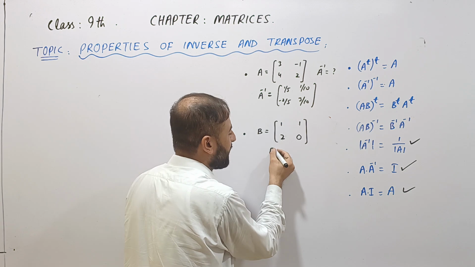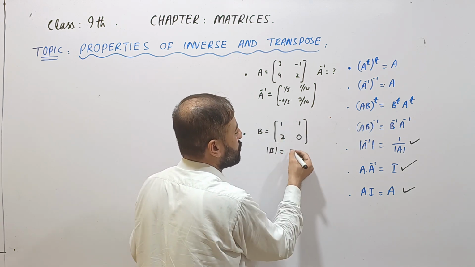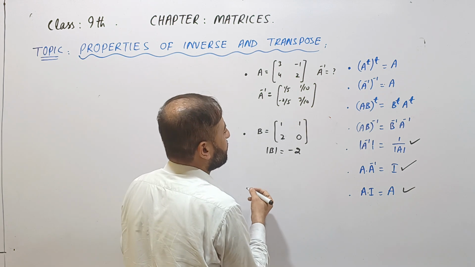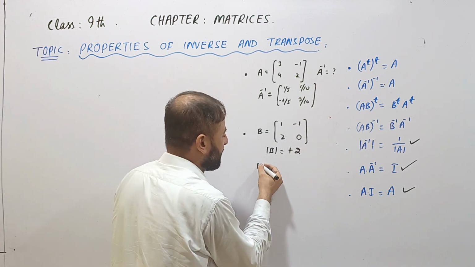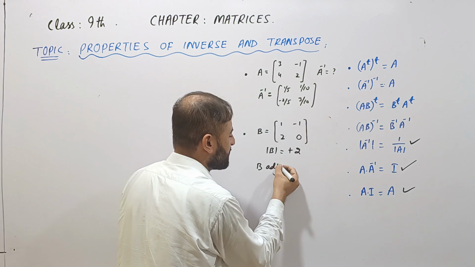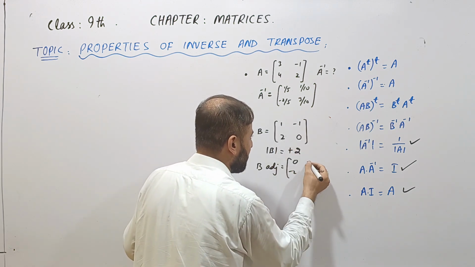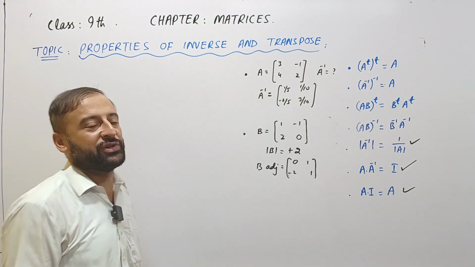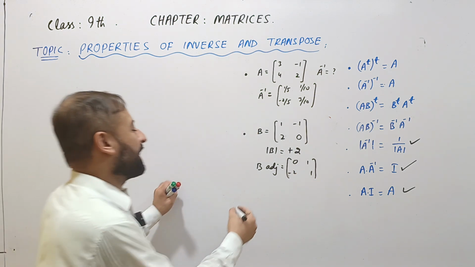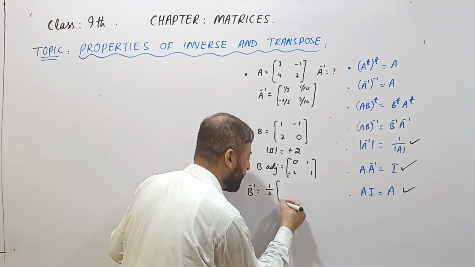What is its determinant? Shabash. What is its determinant, students? 0 minus 2 is minus 2. Take it minus so that we have plus 2 as determinant. And what is B adjoint? Students, for B adjoint, places change and signs change. This is B adjoint. Now by that formula, B inverse will be equal to 1 by B determinant into B adjoint.